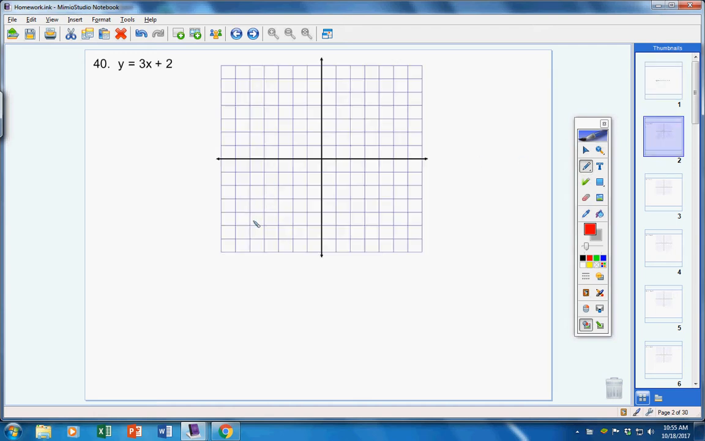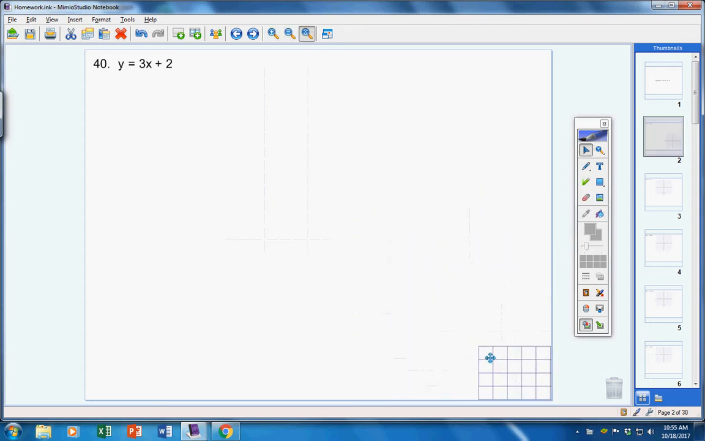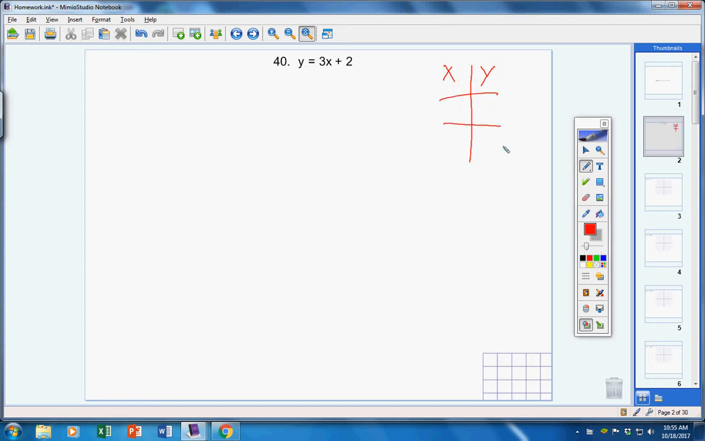Okay, we're going to use the table of values method to graph these equations. And so, here we go. For my table of values, I like to use 0, 1, 2. That's just me. You can choose any x values that you want to. So I'm going to put a 0 right here.